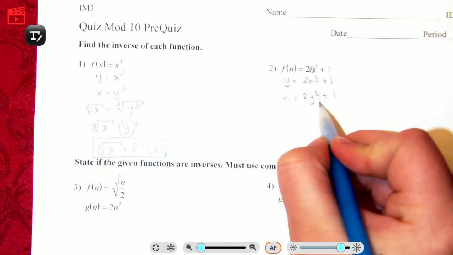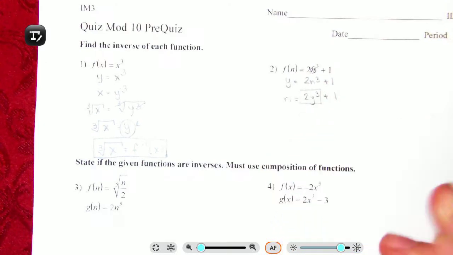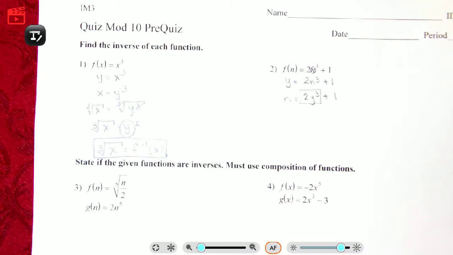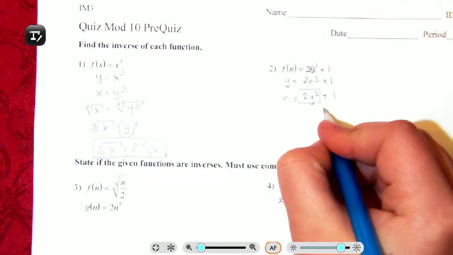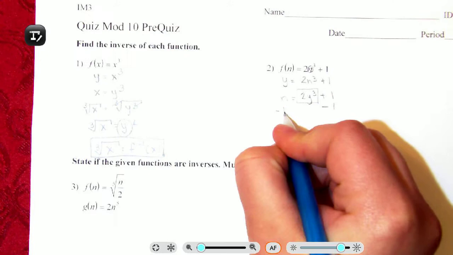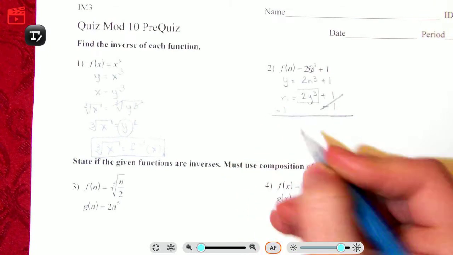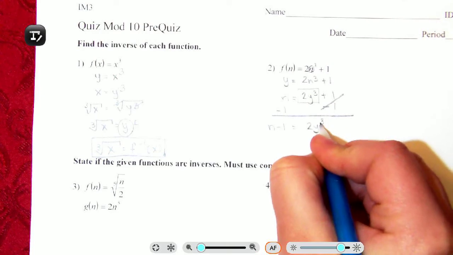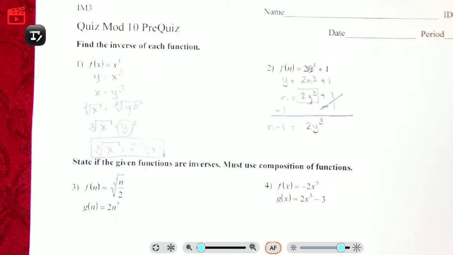Now, this here is a term on its own, so it's grouped together. So we want to deal with the stuff that's outside of this bubble. So in this case, we need to subtract 1 from both sides. So I have n minus 1 is equal to 2y cubed. After that, take a deep breath.